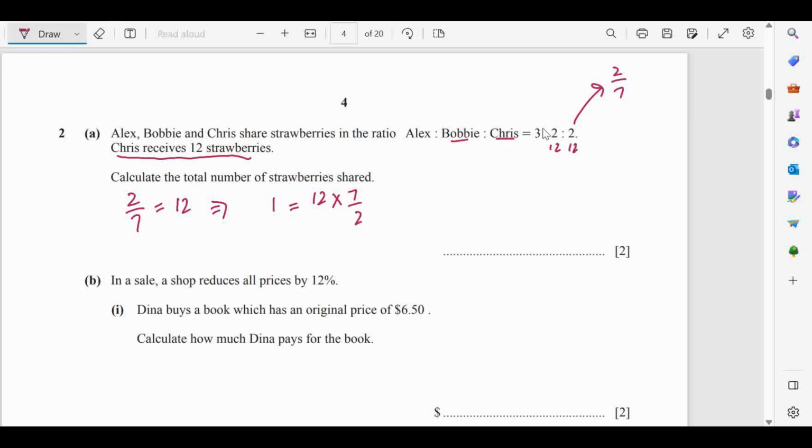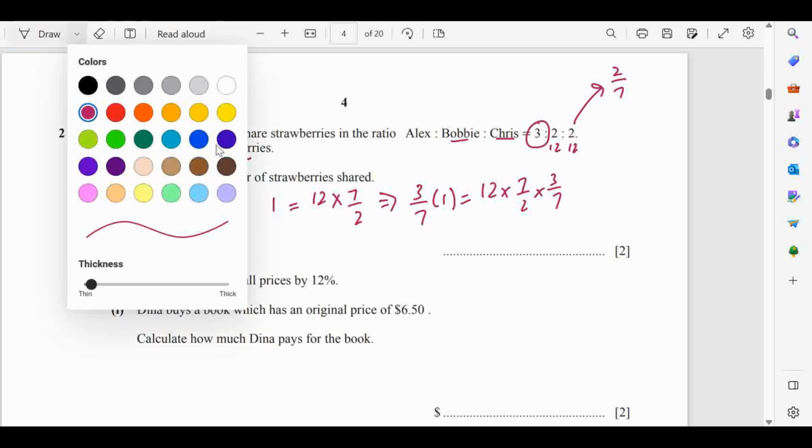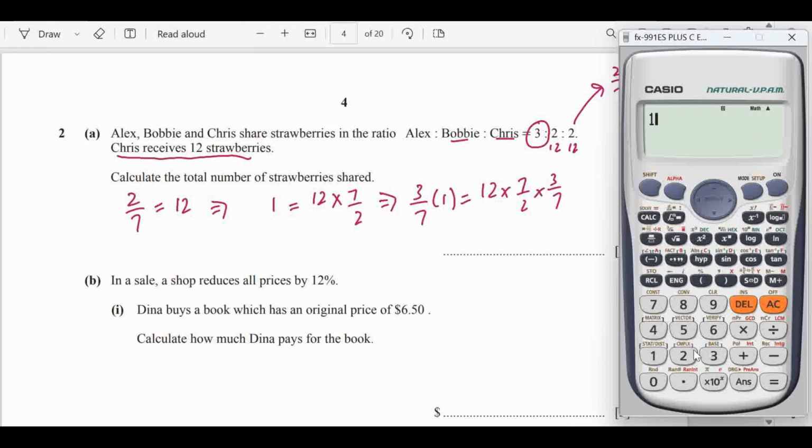Now as we want to find out the ratio of 3 by 7, we have to multiply 3 by 7 on both sides. So 3 by 7 into 1 will be equal to 12 multiplied by 7 by 2 multiplied by 3 by 7. We are just multiplying 3 by 7 on both sides. So that is why this will be equal to 12.